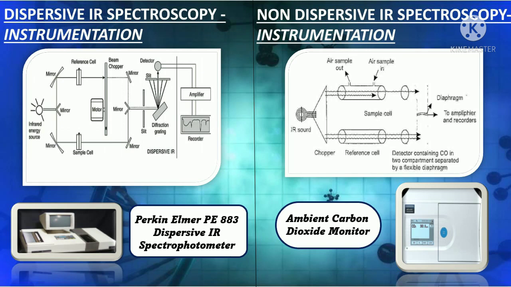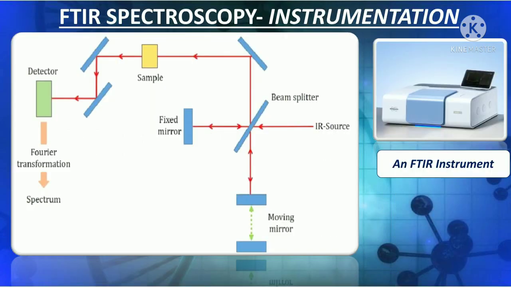Basically, for most of the time, a non-dispersive spectrophotometer is used to detect pollutants. But in the case of FTIR, it is used in almost all the places where the earlier dispersive IR spectrophotometer was used. The advantages of the FTIR spectrophotometer over the traditional spectrophotometer are that the data collection speed is higher, and there is also ease of maintenance.